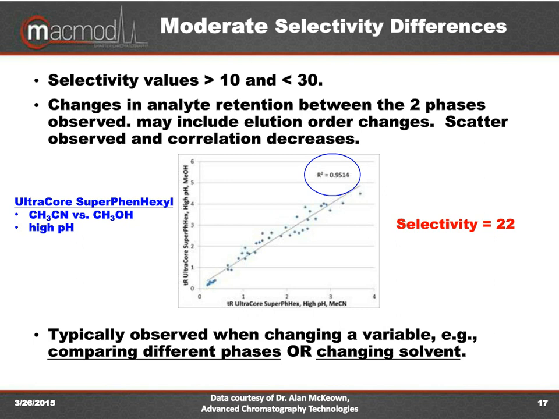And even a number as small as 10, or between 8 and 12, is a useful enough difference in selectivity that you can move peaks around. And we saw that with some of the work that ACE has done with some of the other totally porous phases that they have introduced, including the C18 PFP and the C18 AR phases.